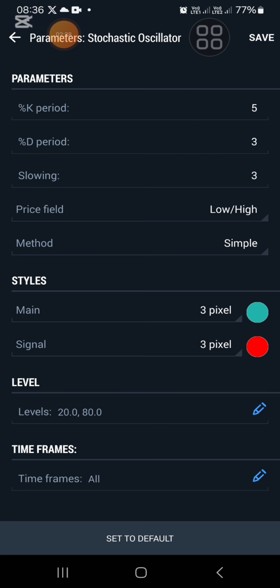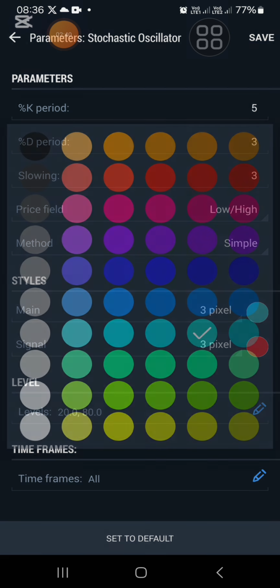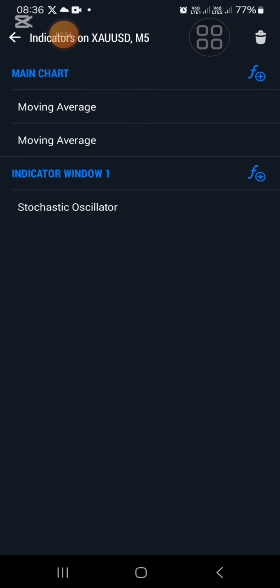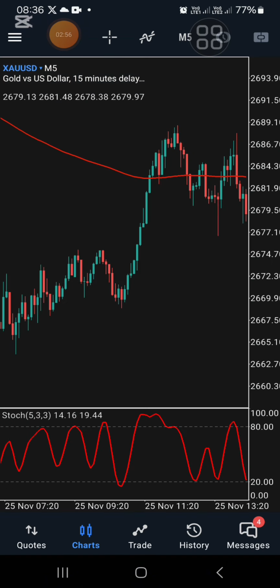We're only going to change the style. On the style, we're going to change and put the color black, the color of your background on the main. Then the signal remains as it is, or you can also make it 4 pixels so that it's more visible on the chart. Then you click save. If you go back to the chart, we now have this stochastic oscillator with those levels, level 80 and level 20.